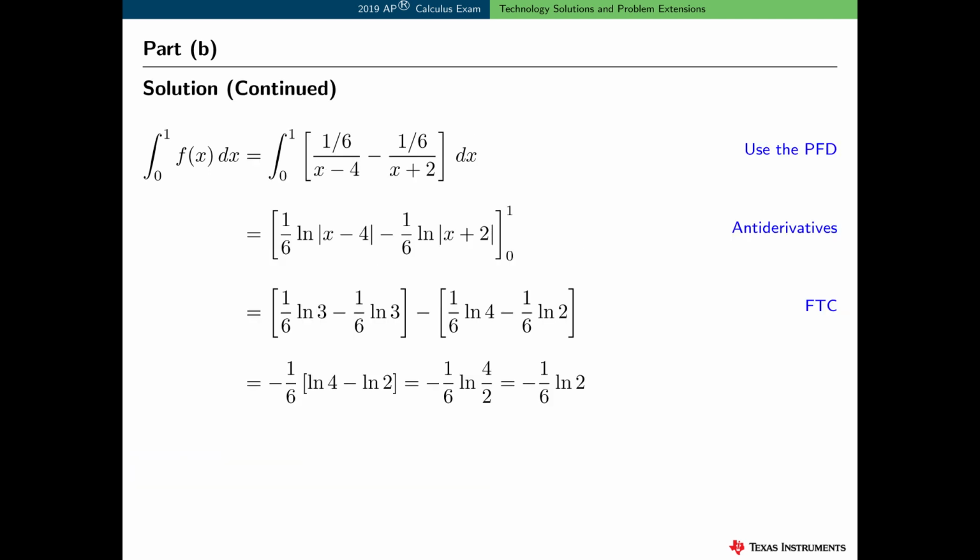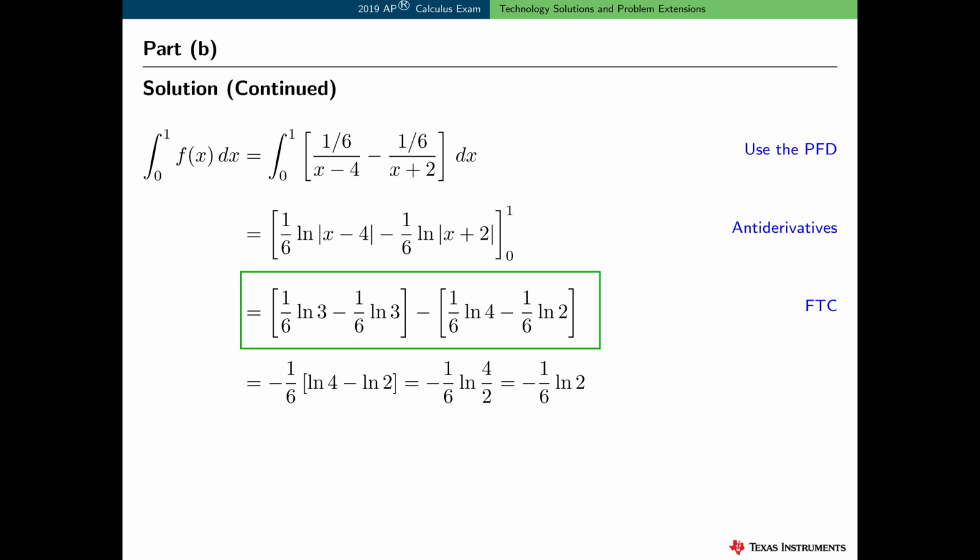All right, back to the definite integral. We can rewrite the integrand using the partial fraction decomposition. Next, we integrate term by term. Now, each of these antiderivatives involves a logarithm, and the most general antiderivative here involves an absolute value of both expressions. However, it's really only necessary on the x minus 4 term. X plus 2 is positive on the interval 0 to 1, but x minus 4 is negative on this interval, so the absolute value symbols are necessary.